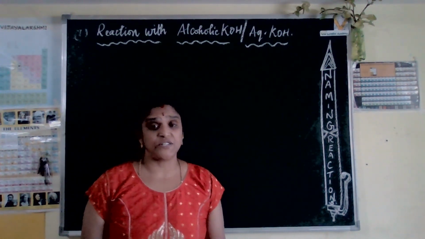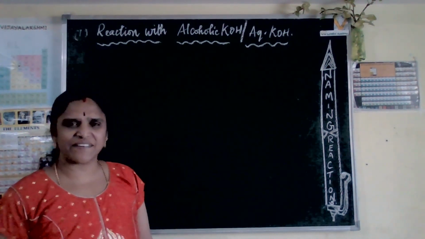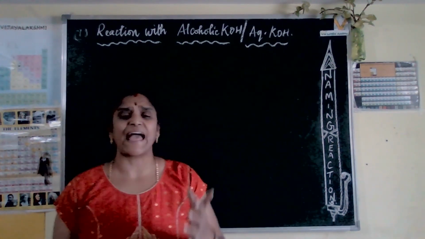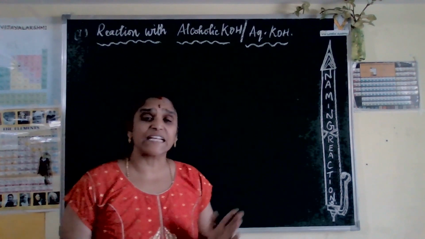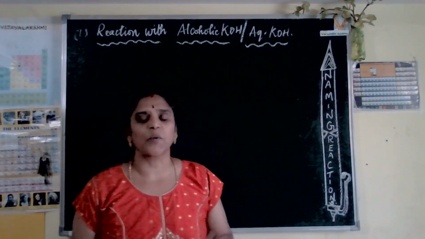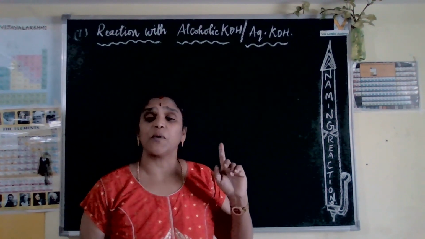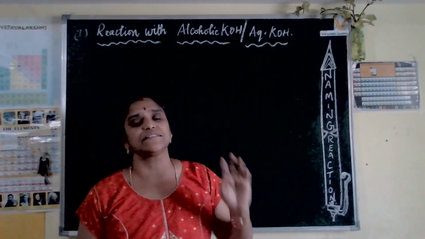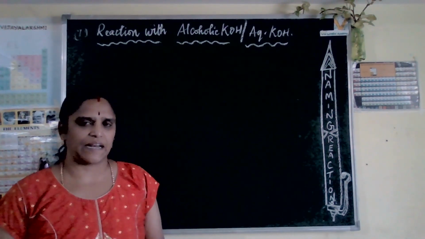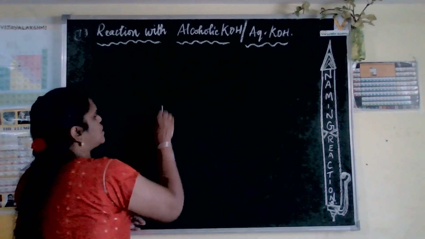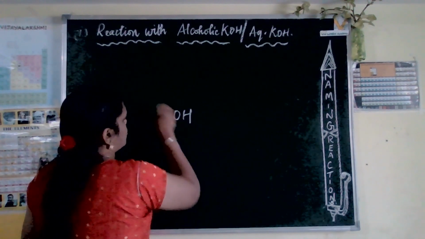Hello students, today we are going to learn an important reaction, that is the reaction with alcoholic KOH and aqueous KOH. It reacts with haloalkane. What are the products? In the last video we went through the elimination reaction that comes under Saytzeff's rule. We have gone through it very clearly. Now, in this video we will look at alcoholic KOH and aqueous KOH.